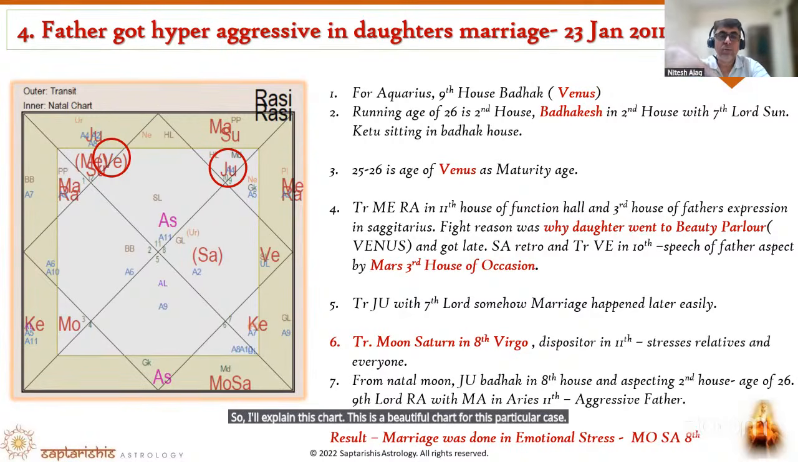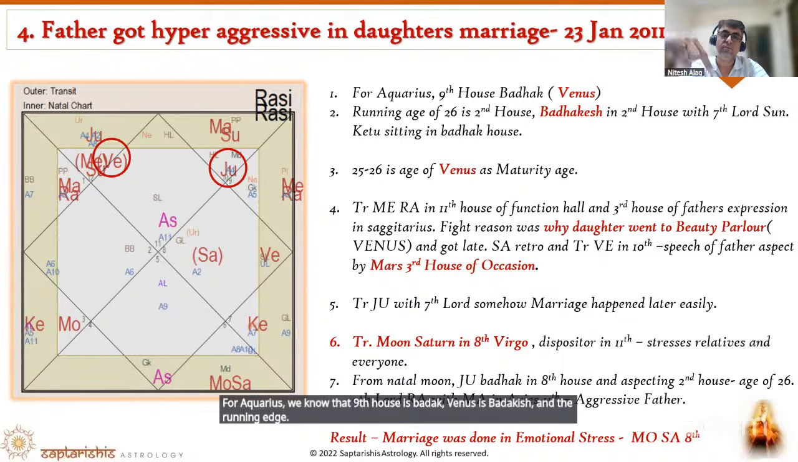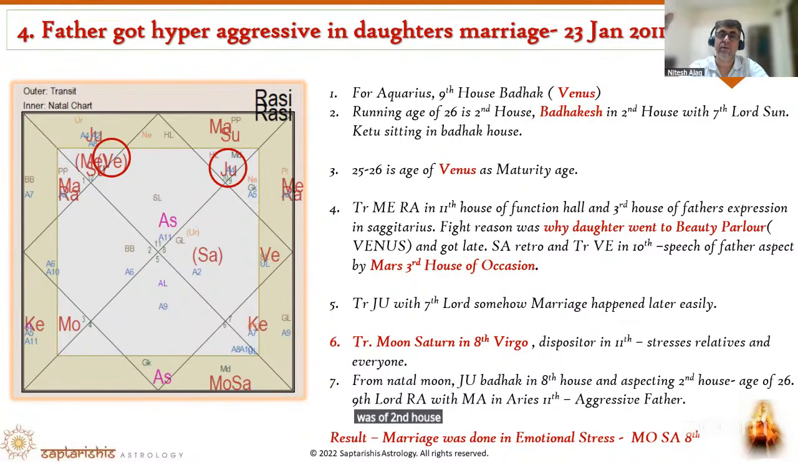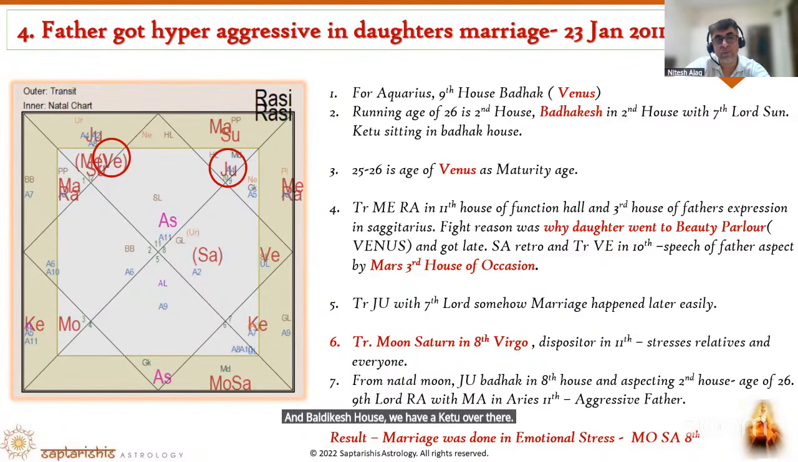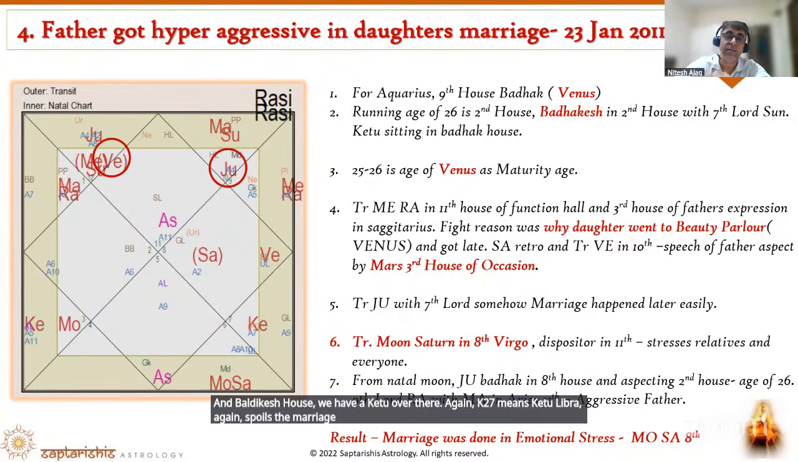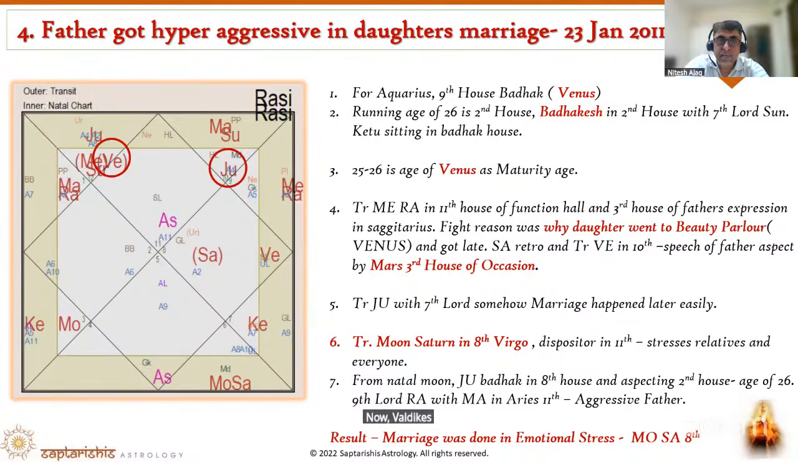For Aquarius, we know that the ninth house is Badhak, Venus is Badhakesh, and the running age was of the second house when the marriage happened. So Badhakesh is sitting in the second house, which is Pisces, so it's Uch Badhakesh. And in the Badhak house we have a Ketu over there. Again Ketu in 7, meaning Ketu in Libra, again spoils the marriage.